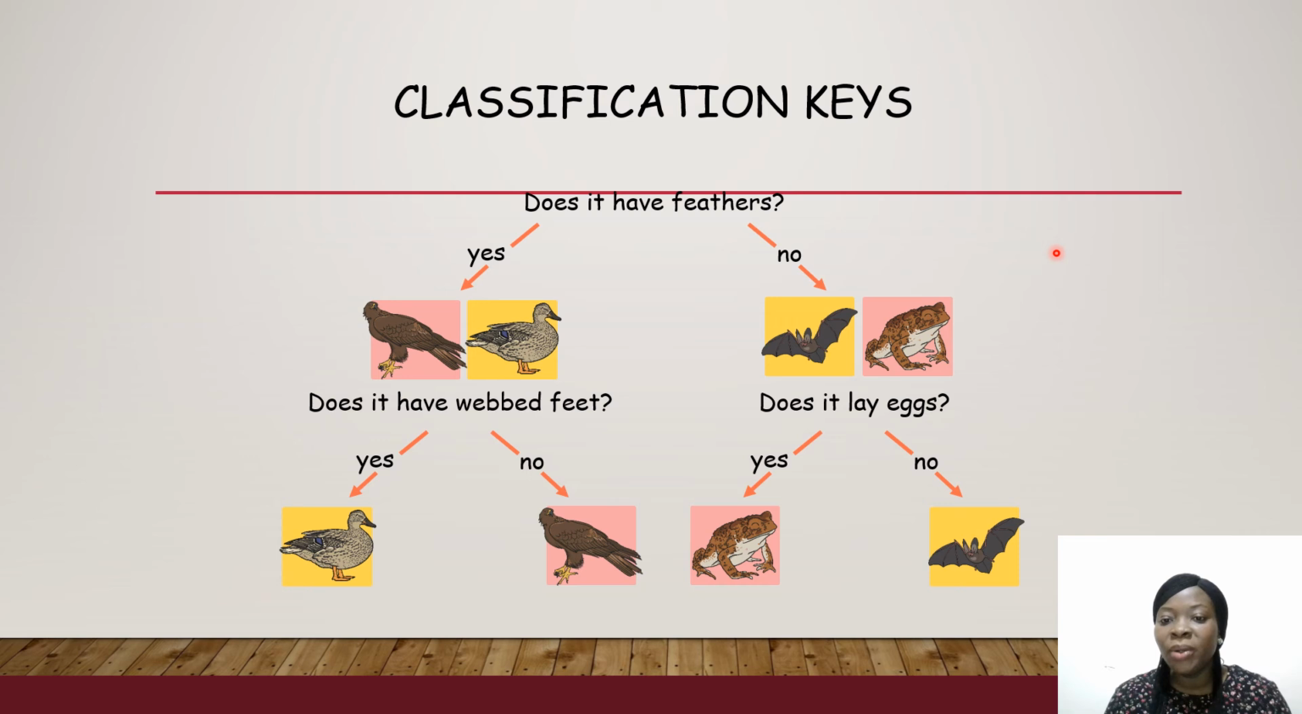Welcome back. Let's look at some questions we could use to classify these living things. Does it have feathers? Yes, this one has got feathers. No, this one does not have feathers. We have grouped them into two groups now with this question. Now, does it have webbed feet? This has got webbed feet. This does not have webbed feet. Now, does it lay eggs? Yes, this does. No, this does not. As you can see, these questions have helped us to categorize these animals into various groups.